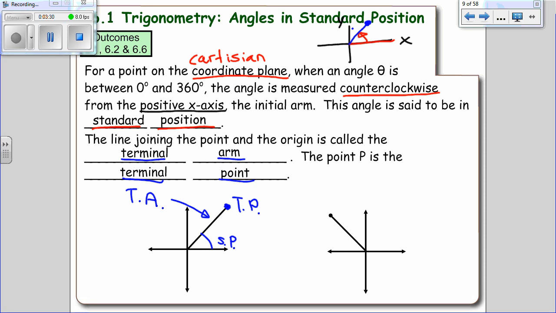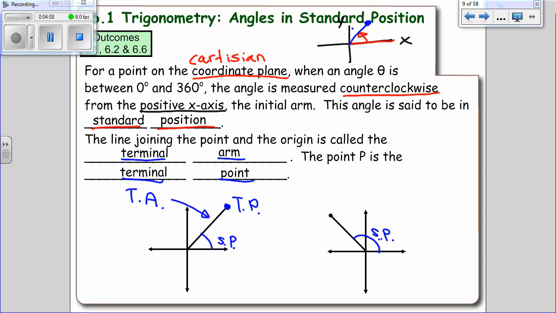All right, for the next one, we're going to try it again. The standard position angle is from the positive x-axis counterclockwise to the terminal arm. That would be the standard position angle. That angle is actually bigger than 90, right? It's still standard position if it's bigger than 90. Notice that we're always going counterclockwise from the positive x-axis. It could go all the way around to 360 and bring it right back there.